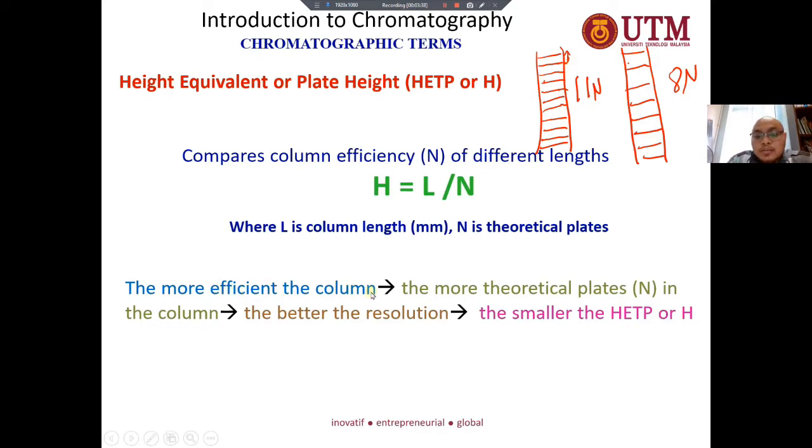Therefore, the more efficient the column, the more theoretical plates, the smaller the HETP, and it can provide better resolution. This means that the peaks can get sharper. If you use this other column, your peak might be broader. So to determine the HETP, you need to measure the distance between the plates, using the column length divided by the theoretical plate number. We will look into an example question on the plate number and also the plate height.